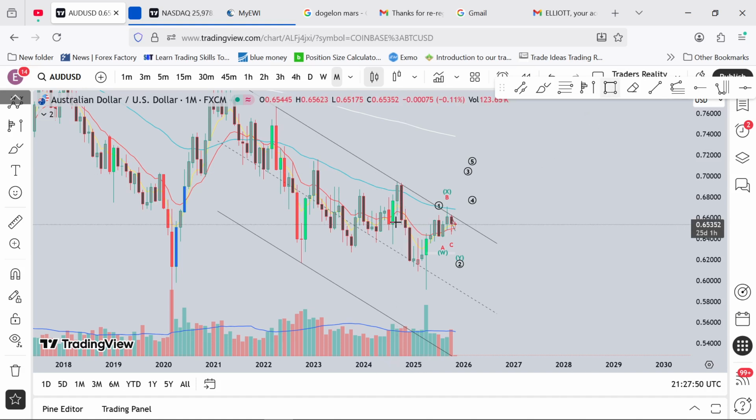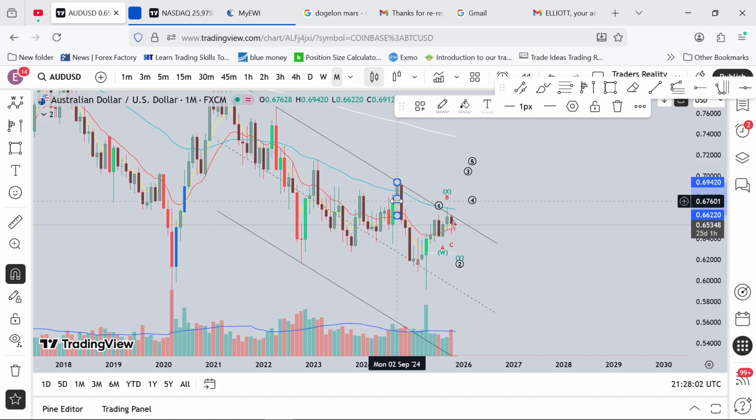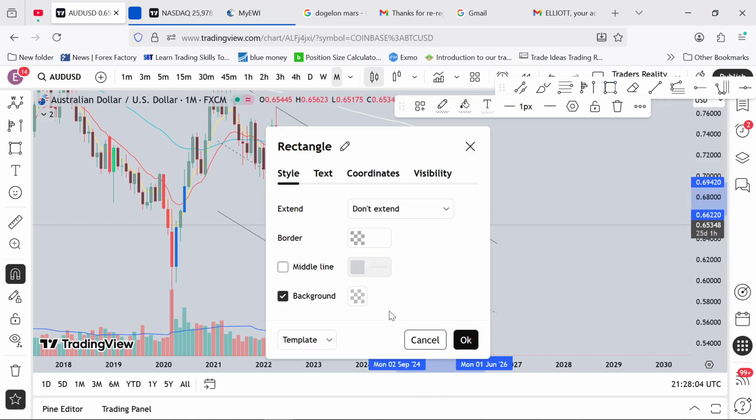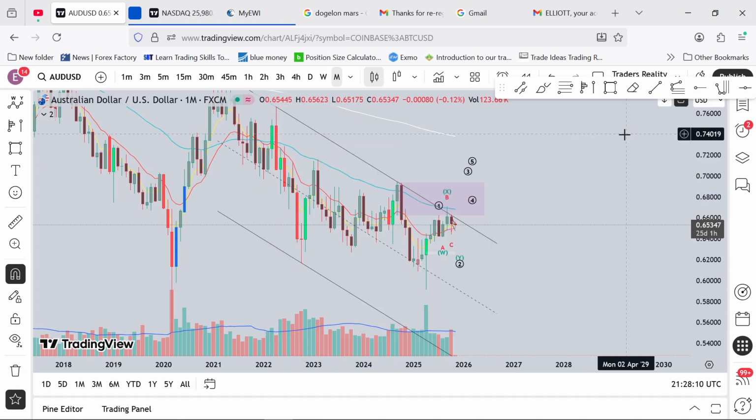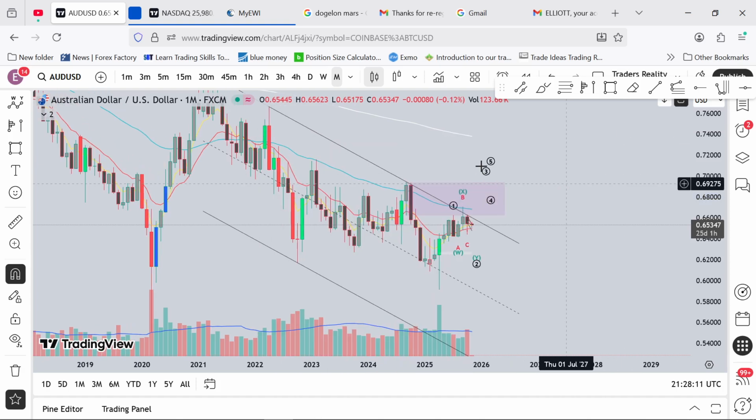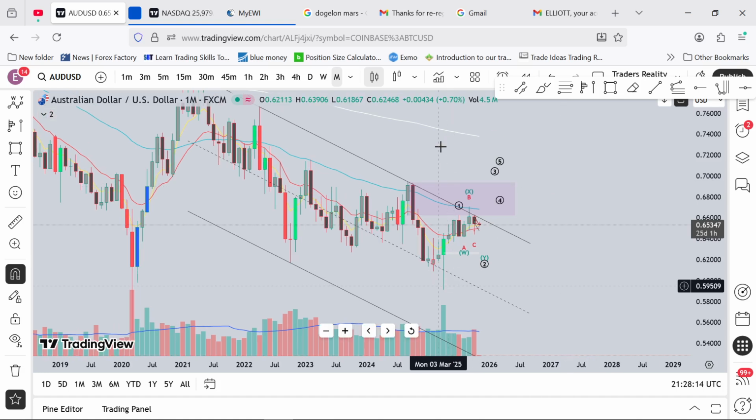If I was to just put a supply zone there, draw it out from here to here, drag it across. This is the supply that's in control that I expect to hold. And as you can see, we've already come into that supply. So now, to me, that's the monthly.